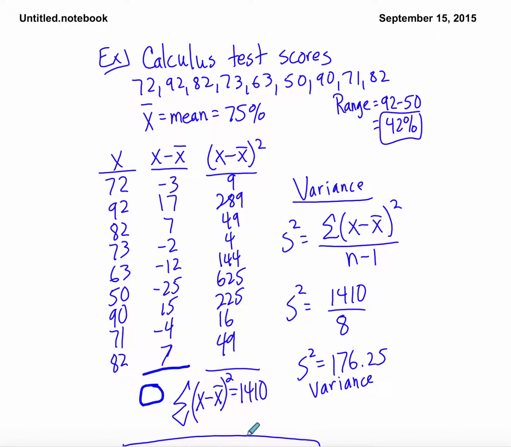If I then take this number and divide by not 9, but 9 minus 1. So this is what the formula looks like. But again, I wouldn't actually try to use the formula. I would try to do it with a table. It's much easier that way.